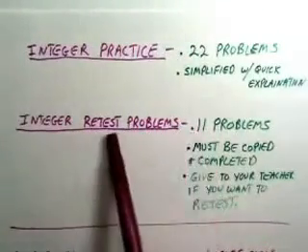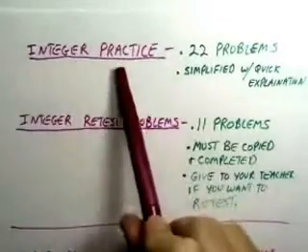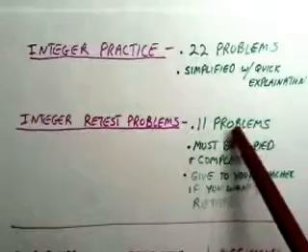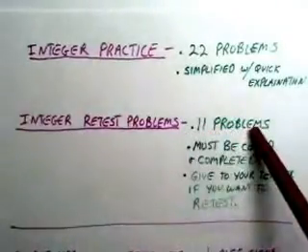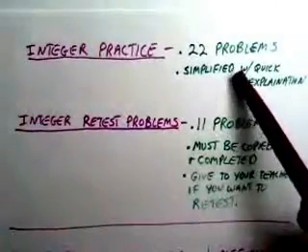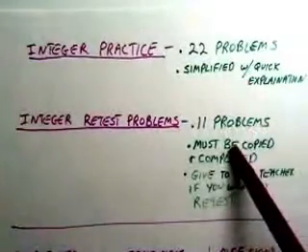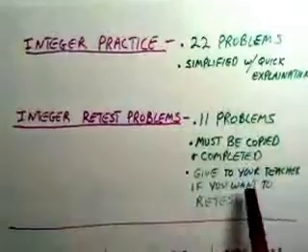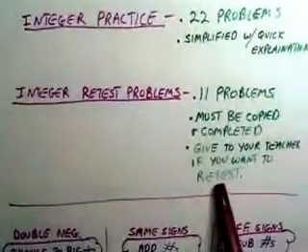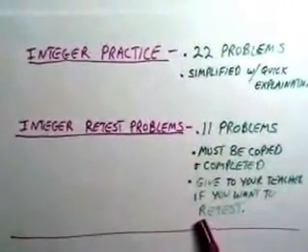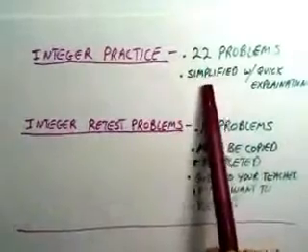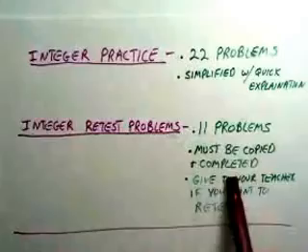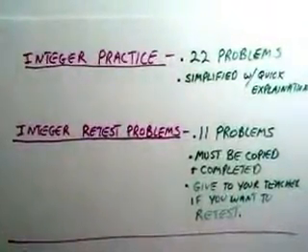So for all those people who want to retest their integer exam, they failed it and they want to retest it, you're going to have to copy these 11 problems that I'm going to go over at the very end after this. And then it must be copied and completed. There's 11 problems, and then you're going to have to give it to your teacher if you want to retest. So again, I'm going to go over 22 problems very quickly with explanations. And then after that, there's 11 problems that you need to show to your teacher if you want to retest.